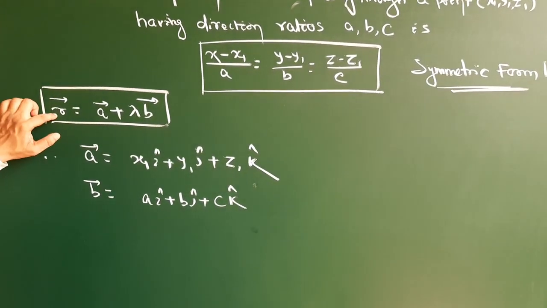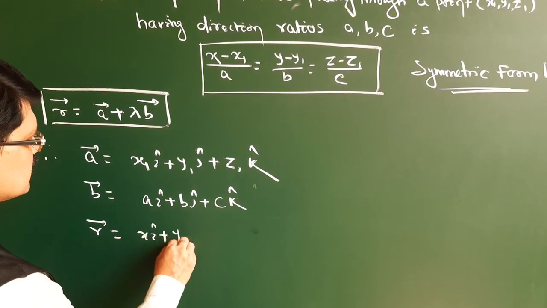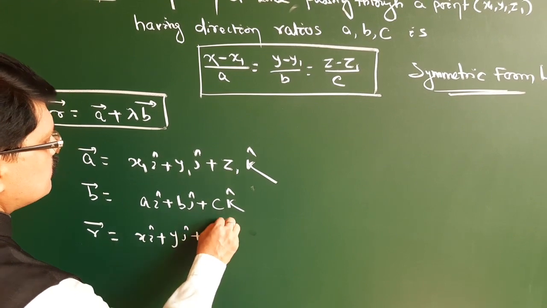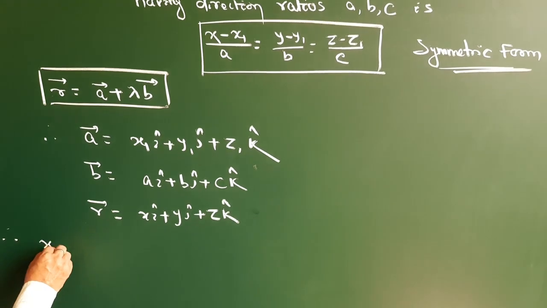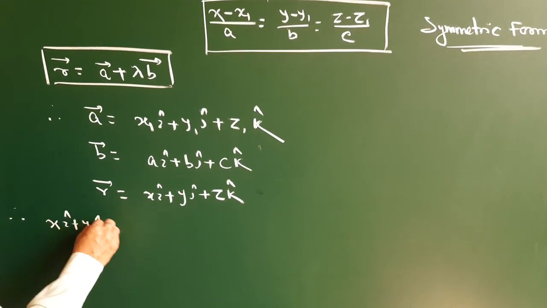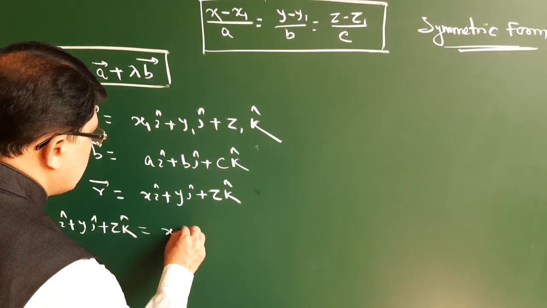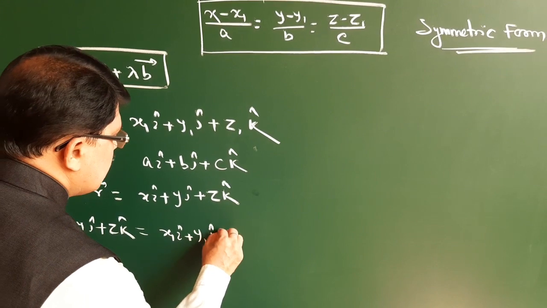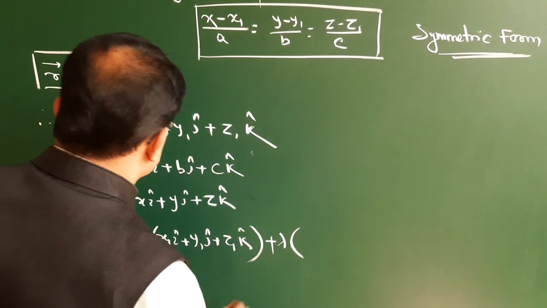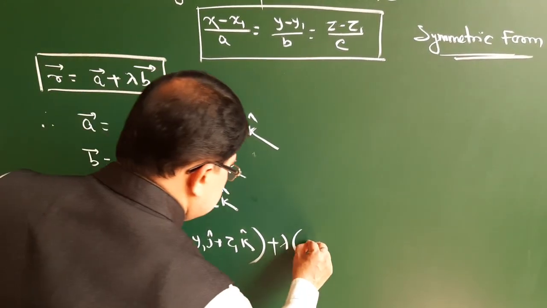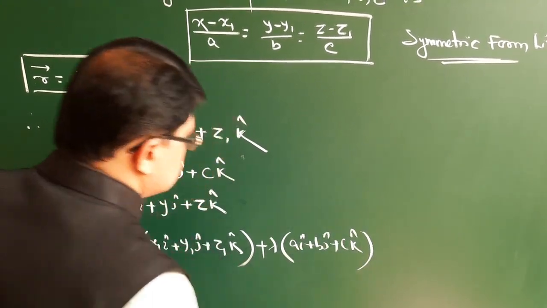Understood? What is our position vector? R vector is simply xi plus yj plus zk. Now you put it in this equation, what will we get? Therefore, x into i cap, y into j cap plus z into k cap is equal to a vector, which is x1 into i cap, y1 into j cap plus z1 into k cap, plus lambda into ai plus bj plus ck. Understood my point?